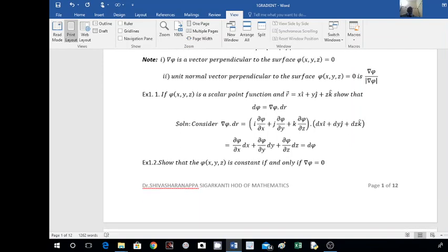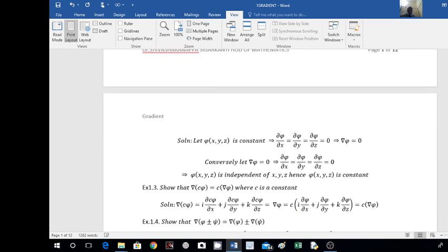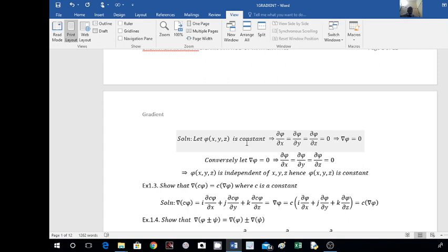Second example: show that phi of x, y, z is constant if and only if del phi is equal to 0. Now here we consider, let phi of x, y, z be a constant quantity. If phi of x, y, z is a constant quantity, then its derivative, that is del phi, is equal to 0.